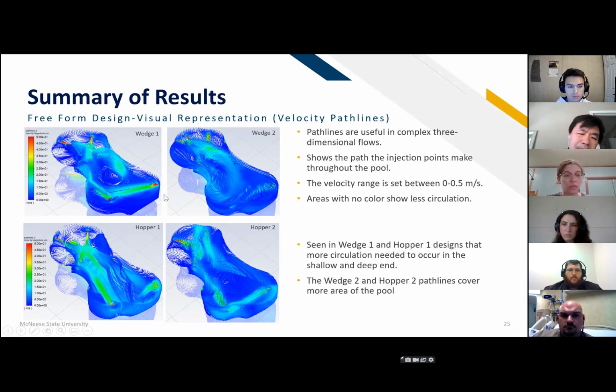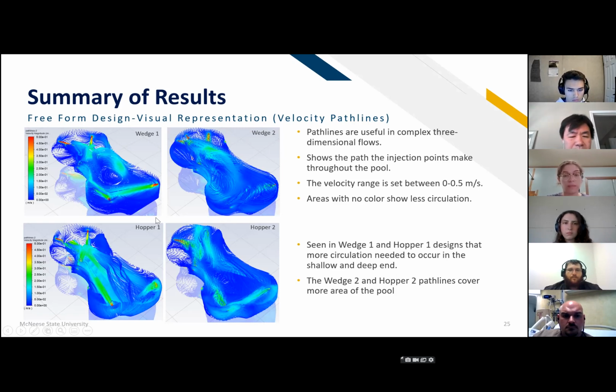So if you look at wedge 1 and hopper 1 designs, and you look towards the shallow ends of the pool, you can really see that there wasn't a lot of circulation happening. And even in the wedge 1 path line in the middle of the deep end, you can see that there was some circulation missing. So for those reasons, 2 injection points were added, one to the shallow end and one to the deep end of both designs.